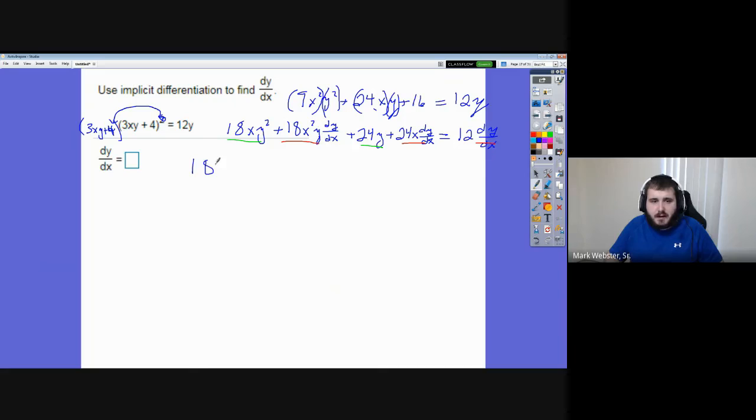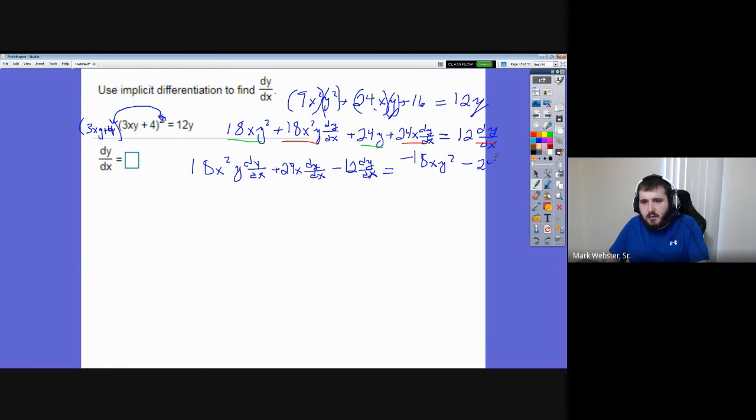So we got 18x squared y plus 24x minus 12 equals, and then these other two on the other side, negative 18xy squared minus 24y. And they're negative because we moved them over to the other side, right? So just be aware of that. And then it's 4. And then divide all these over to the other side.